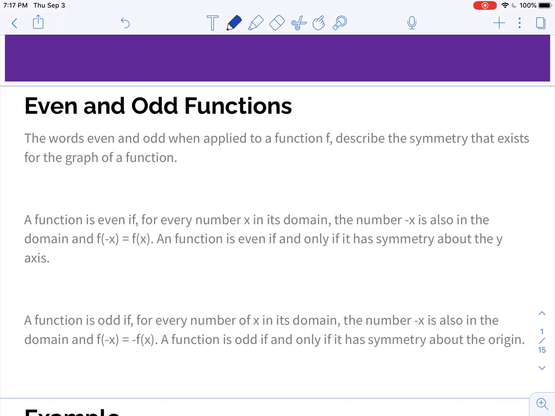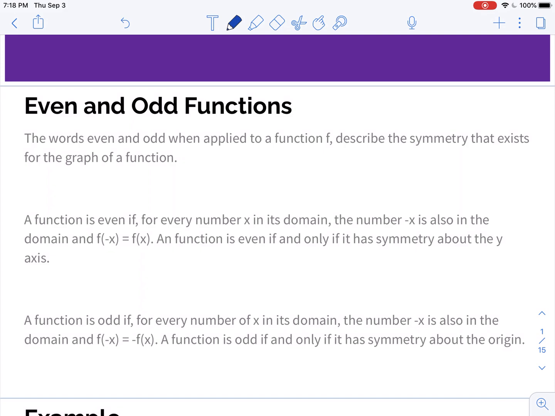However, right now, when we're talking about an even or odd function, we've got a very specific definition. A function is even if for every number x in its domain, the number negative x is also in the domain, and f of negative x is equal to f of x. So if f of negative x is the exact same thing as f of x, well, then we're looking at an even function. And even functions have y-axis symmetry. That means if you fold it over at the y-axis, you would create basically something that lies on top of each other.